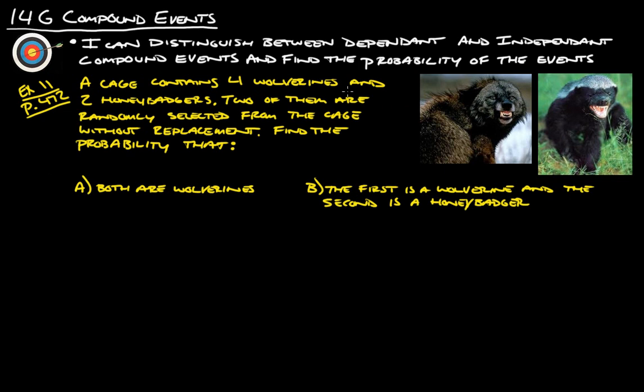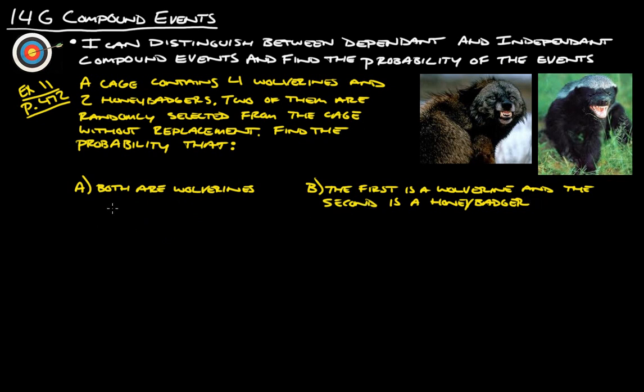All right, let's take a look here at example 11, page 472. A cage contains 4 wolverines and 2 honey badgers. Supposedly 2 of the most ferocious animals on Earth. Don't be afraid. It's okay. 2 of them are randomly selected from the cage without replacement. Find the probability that both are wolverines, and that the first is a wolverine and the second is a honey badger.